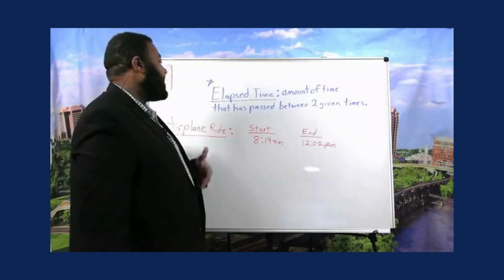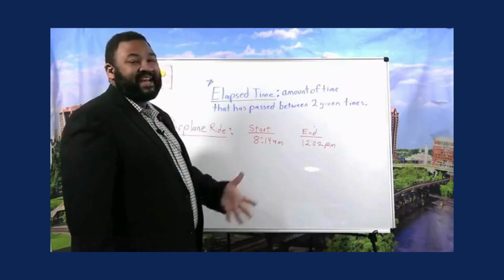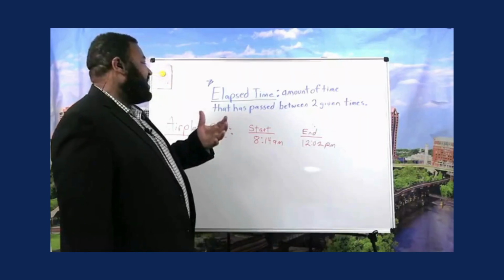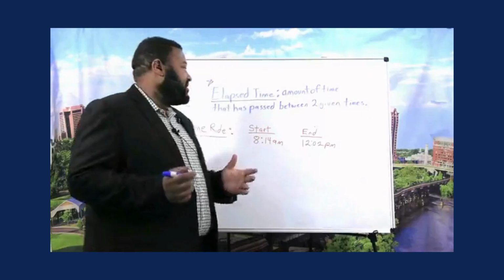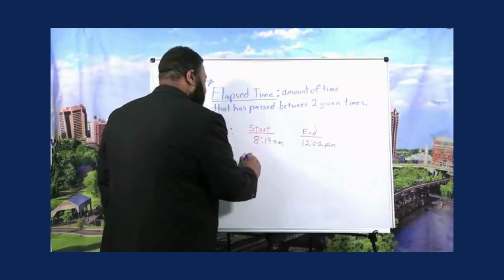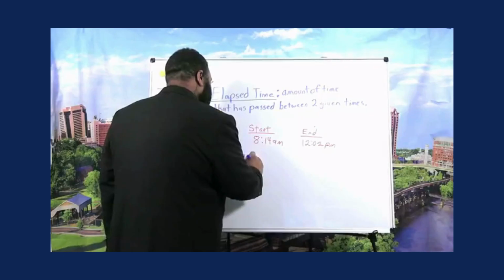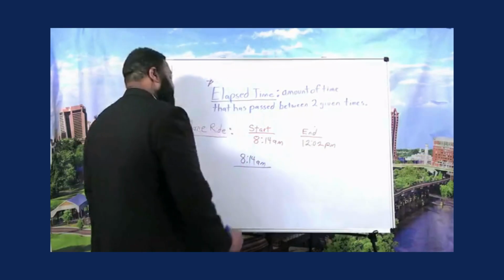Now, this is how Mr. Jones does his elapsed time. I like keeping mine in what I call a graphic organizer, which I call a chart. So simply put, if this is my start time, I'm going to put 8:14 a.m. and I'm going to put a line under it.